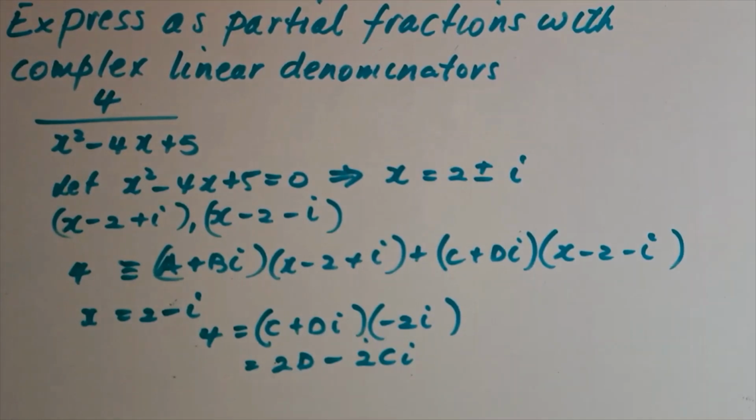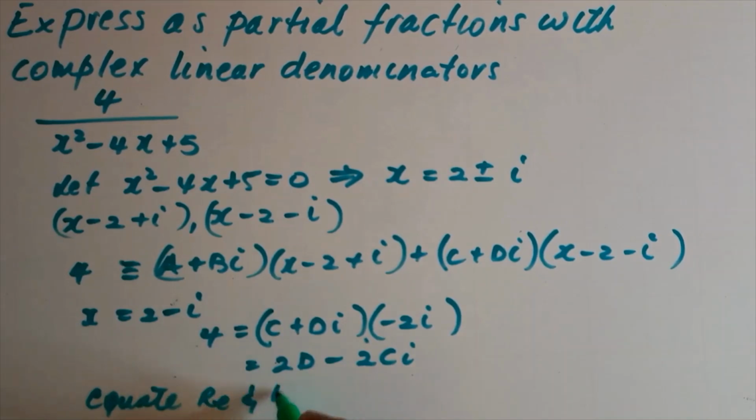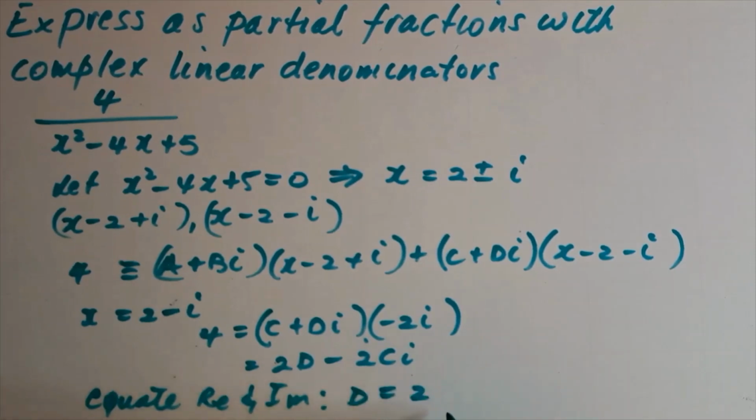Now if we equate real and imaginary parts, we only have a real part on the left, so we have 2d is equal to 4, which gives that d is equal to 2, and we have no imaginary parts, so c is equal to 0.